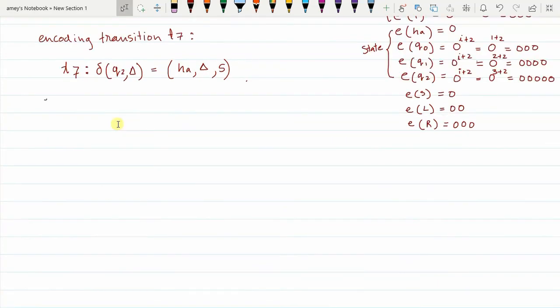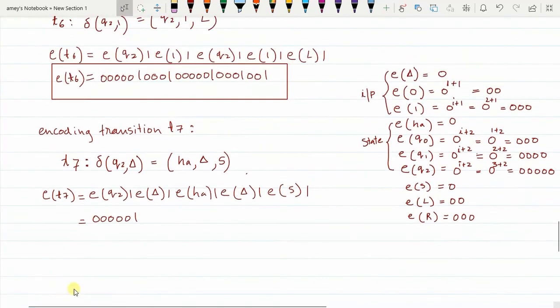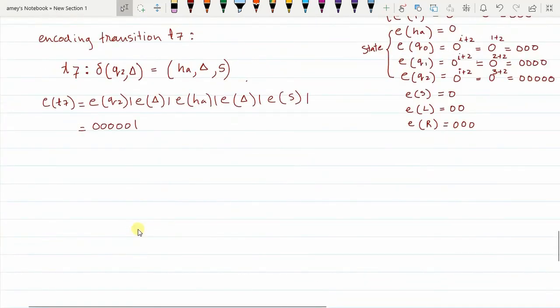So encoding for transition T7 will be encoding for Q2 separate with 1, encoding for delta separate with 1, encoding for halting state HA separate with 1, encoding for delta again separate with 1, encoding for stationary separate with 1. Now Q2 gives you 5 zeros. Encoding of delta, as you can see, gives you a single 0 separate with 1. Encoding of halting state HA gives you a single 0.